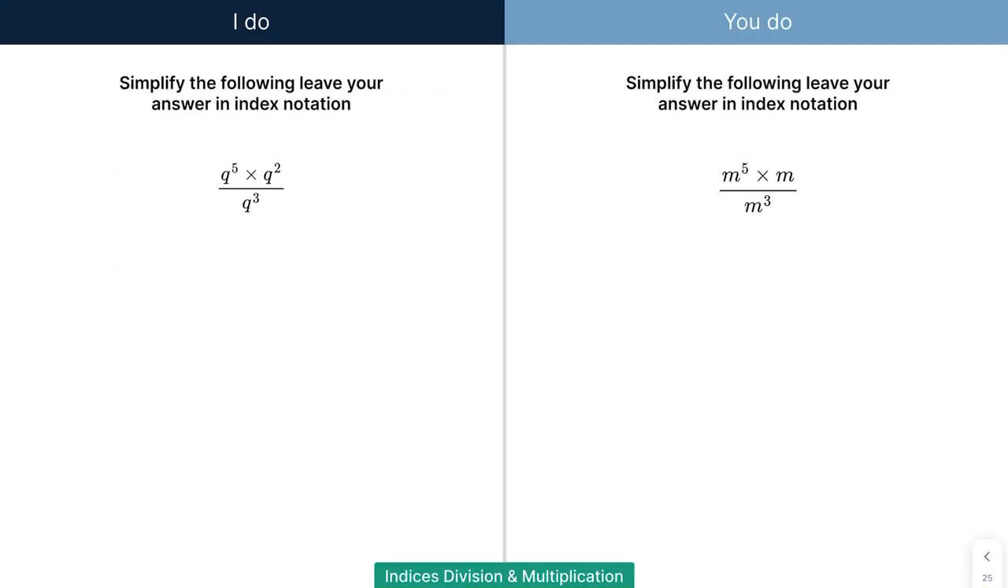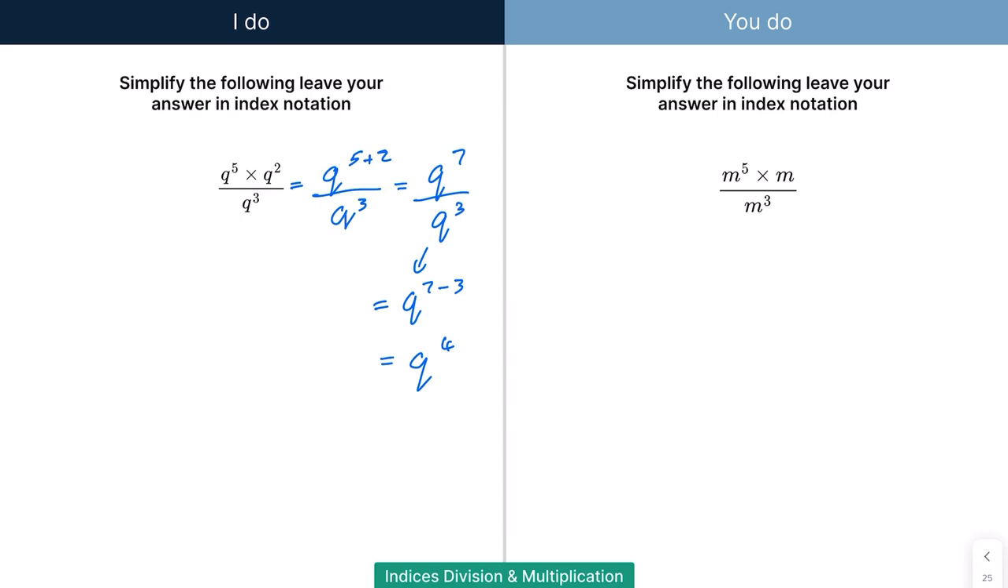Now moving on, this might look a little bit tricky, but we're going to do this in 2 steps, okay? First, we're going to do the top. At the top, we're just multiplying. When we multiply, we add indices. So that's going to be q to the power of 5 plus 2 over q to the power of 3. So that becomes q to the power of 7 divided by q to the power of 3. Now when you're dividing, you just subtract them. So finally, bringing this down, that just becomes q to the power of 7 minus 3. And the final answer is just q to the power of 4.